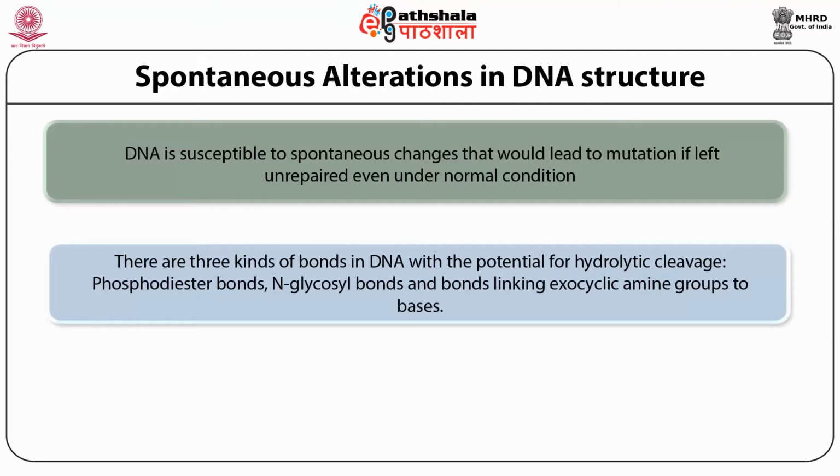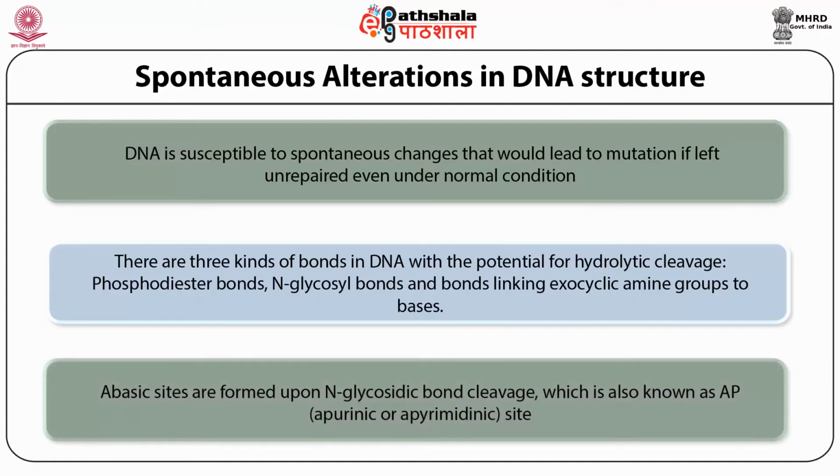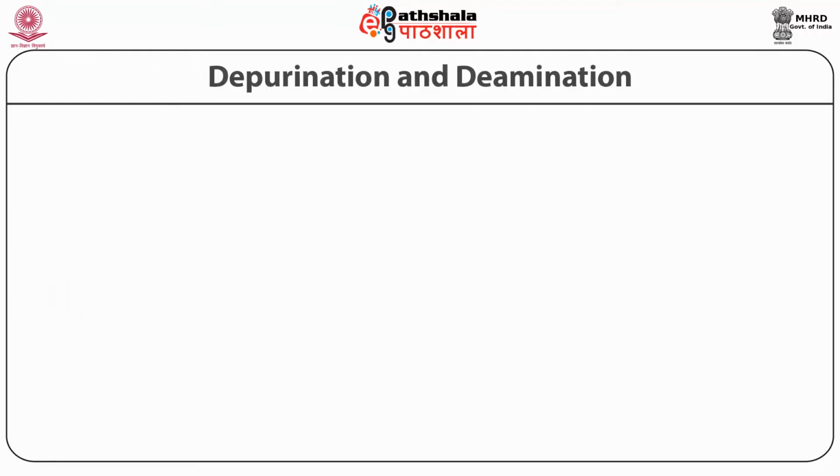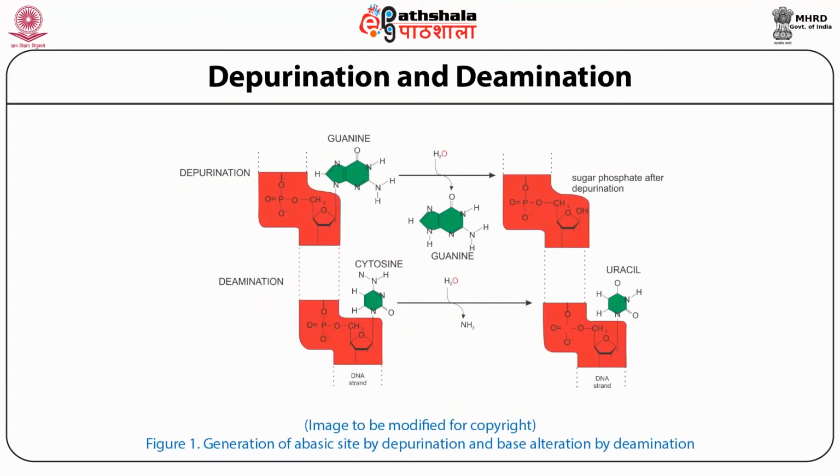In a DNA strand, spontaneous phosphodiester bond cleavage is a very rare occurrence and probably does not make any significant contribution to DNA damage. However, an abasic site is formed upon N-glycosidic bond cleavage, which is also known as an apurinic or apyrimidinic site. This figure represents how an abasic site is generated and how depurination leads to gene mutation.